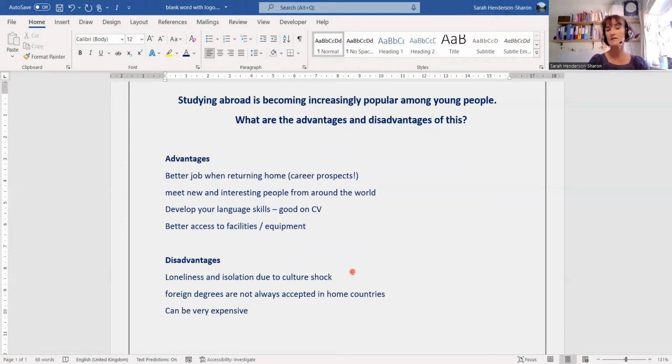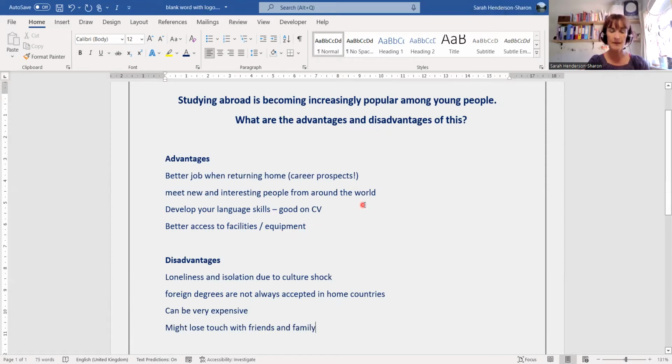Anything else? Maybe this. So I've got 4 ideas now for each of these, 4 advantages, 4 disadvantages. And I'm actually going to now get rid of one of them. So I just want to have 3 advantages.